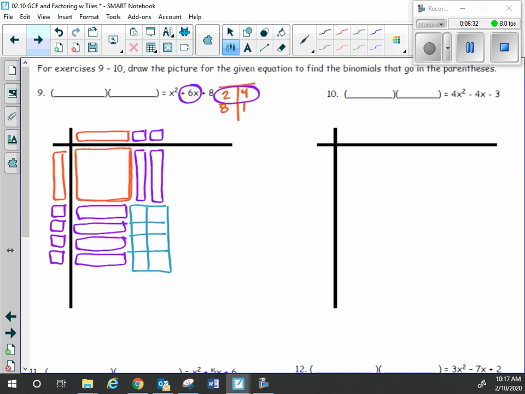So I have now factored x squared plus 6x plus 8. So what are my 2 factors? X plus 2, x plus 4.